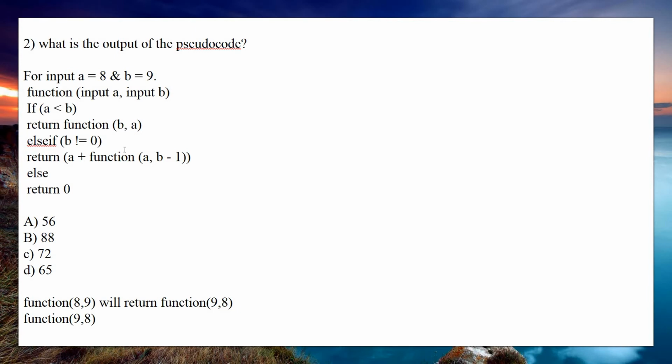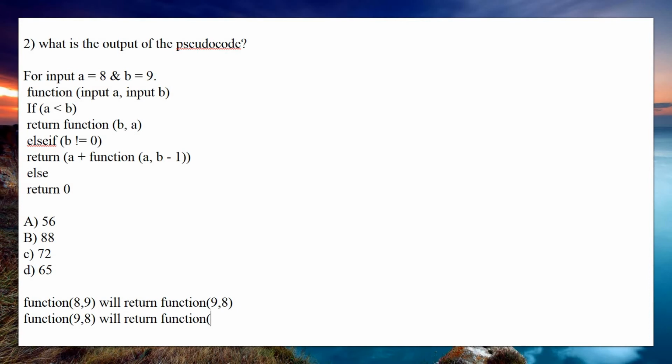In function of 9 comma 8, A becomes 9 and B becomes 8. Whether 9 is less than 8, the condition is false, so it will go for else. Else is nothing but B. So B is 8. 8 is not equal to 0, the condition is true, so it will return. So it will return the function of.